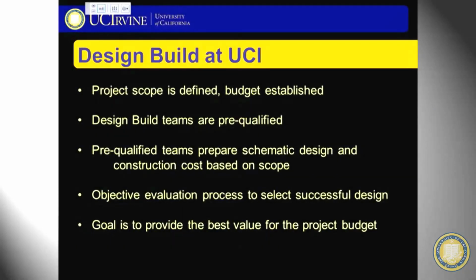Now I want to talk about how buildings are built here at UCI. There are many different ways to deliver a construction project, but the most common one historically has been the design, bid, build process. In this process, the design professionals prepare construction documents, and then those documents are sent out to bid, and contractors bid on them, and then a contractor is selected, and the project gets built. At UCI for the past 12 years, we have been using the design, build, delivery method.